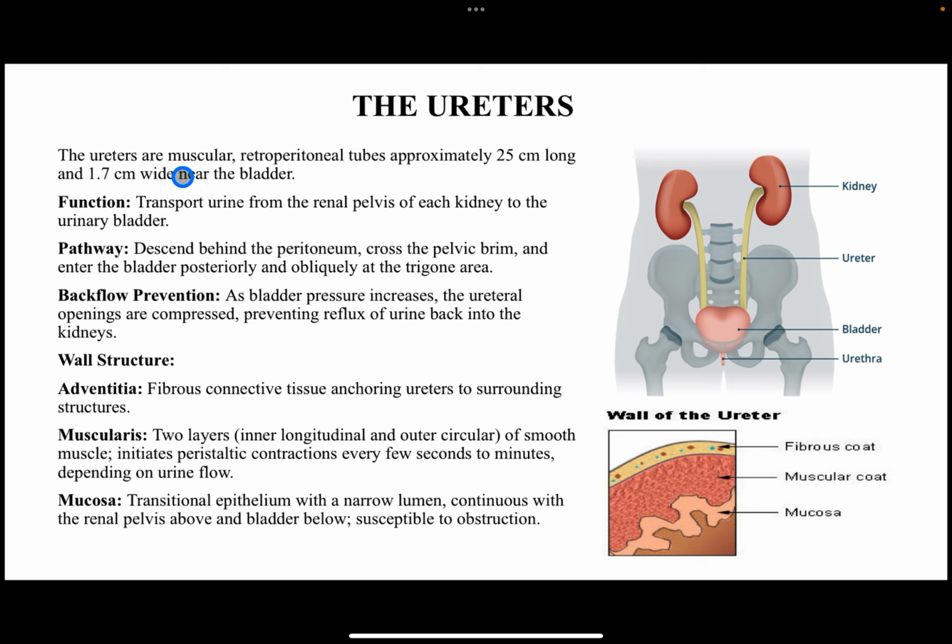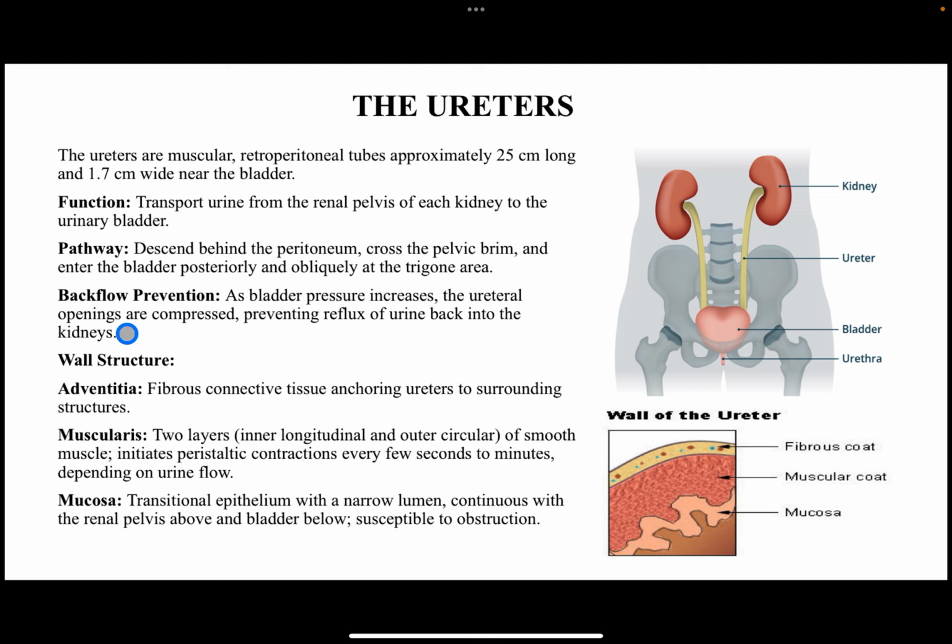So the ureter is a muscular organ. It's also a retroperitoneal tube, a tube behind the peritoneum, approximately 25 centimeters long and 1.7 centimeters wide near the bladder. So this is what we are looking at, the ureter. Remember the anatomical description: it is approximately 25 centimeters long, 1.7 centimeters wide, and near the bladder. Now, this ureter transports urine from the renal pelvis over here into the urinary bladder.